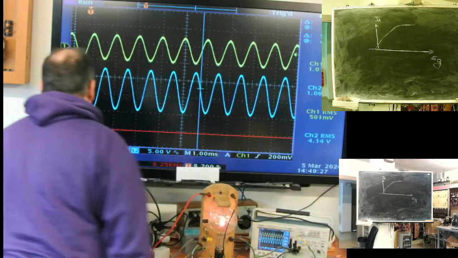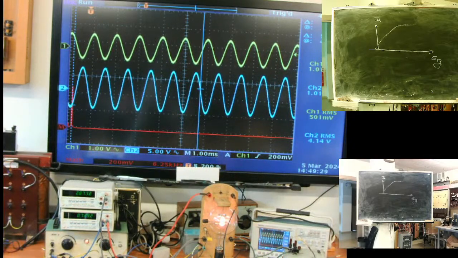What would you say about this? But this picture is better. I have half a volt at the input and 4 volts at the output. 8 times higher. Why? What's going on?